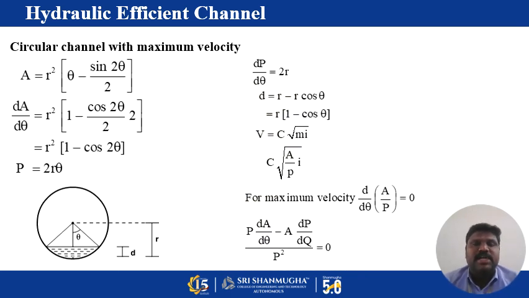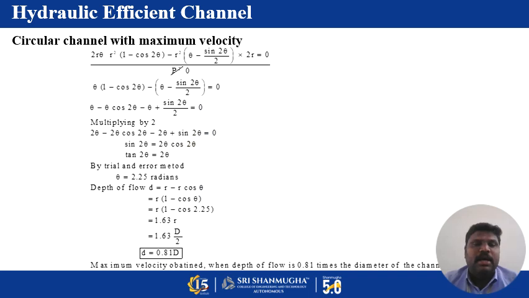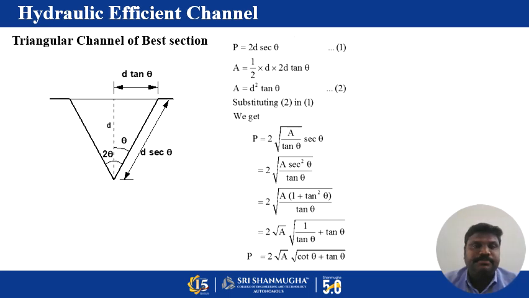Likewise, for a circular channel with maximum velocity, we get theta as 2.25 radians. Substituting the theta value of 2.25 radians, we get the value of d equal to 0.81 times the diameter. So the maximum velocity flowing inside the circular channel is obtained when the depth of flow is 0.81 times the diameter of the channel.